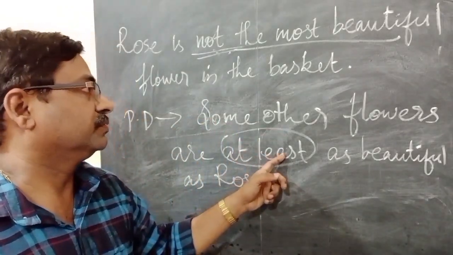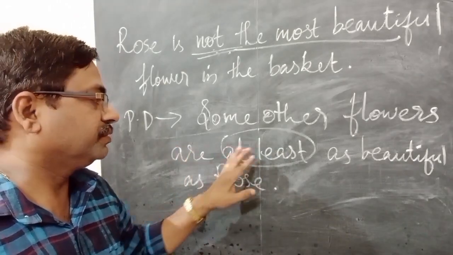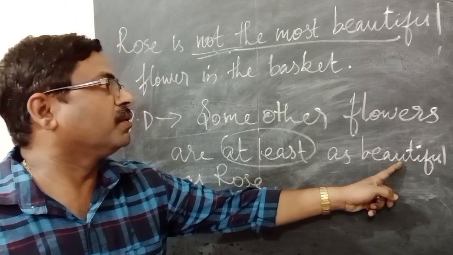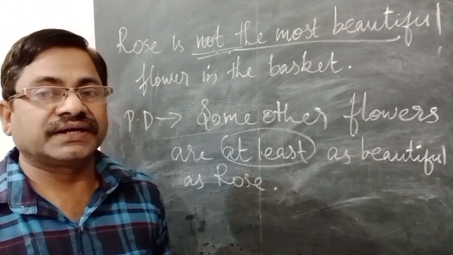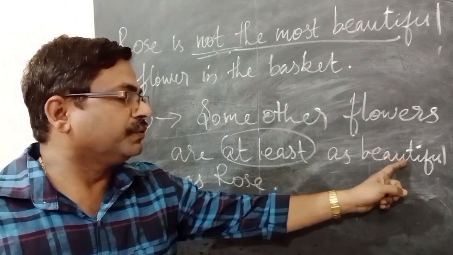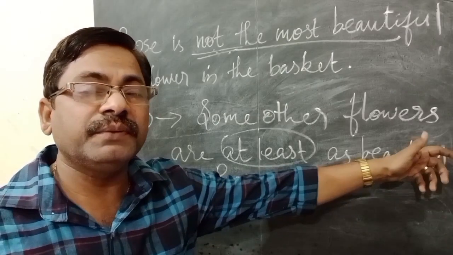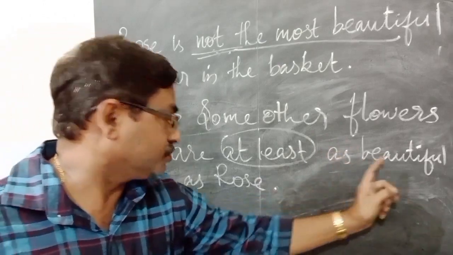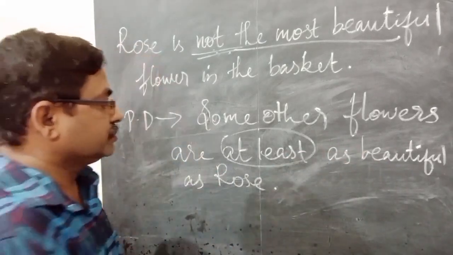Remaining after the verb, we have to use the positive form of this adjective. That is beautiful. Beautiful, more beautiful, most beautiful. It should be placed in between two as. As beautiful as. Next, the subject is rose.